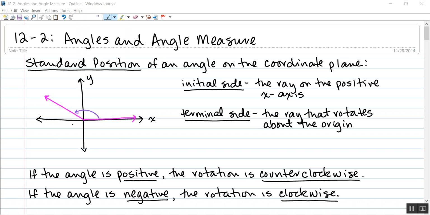It could be in quadrant 1, 3, or 4. And I've indicated the direction of the angle with this purple arrow right here. If the angle is positive, then the rotation is counterclockwise, as it is in this diagram. If the angle is negative, the rotation is clockwise, so it would go down this way.